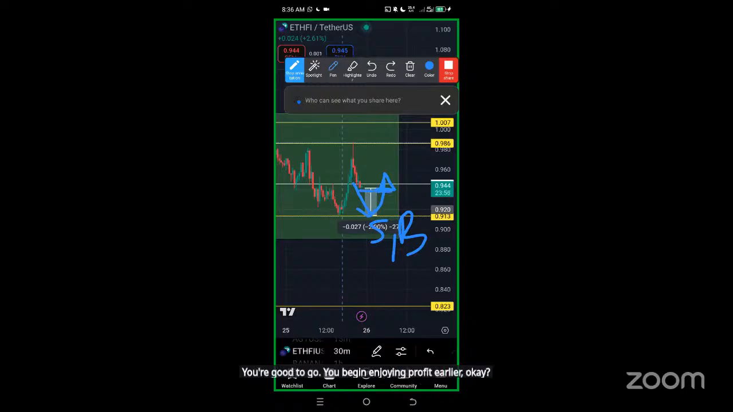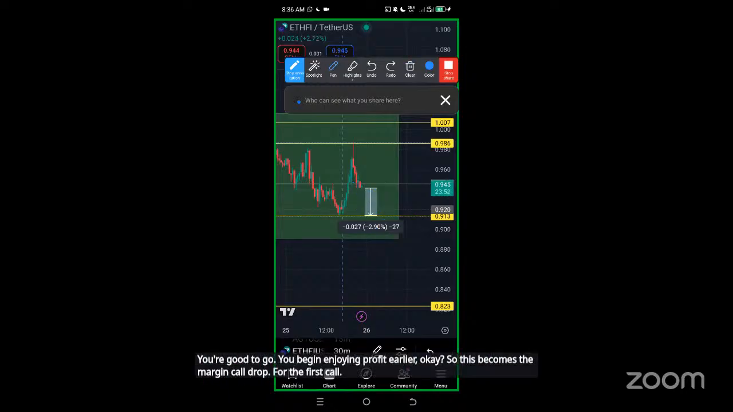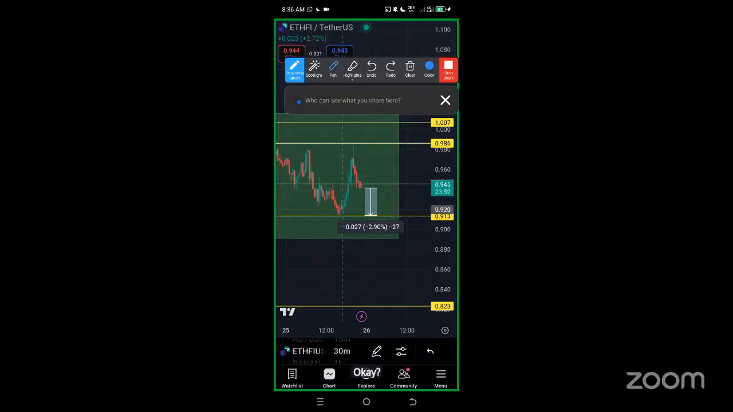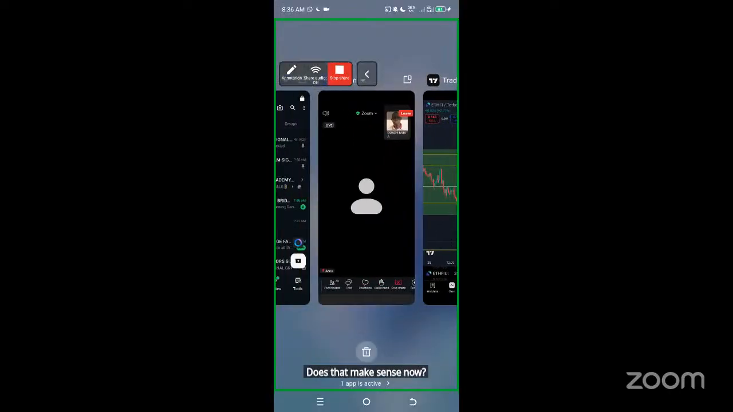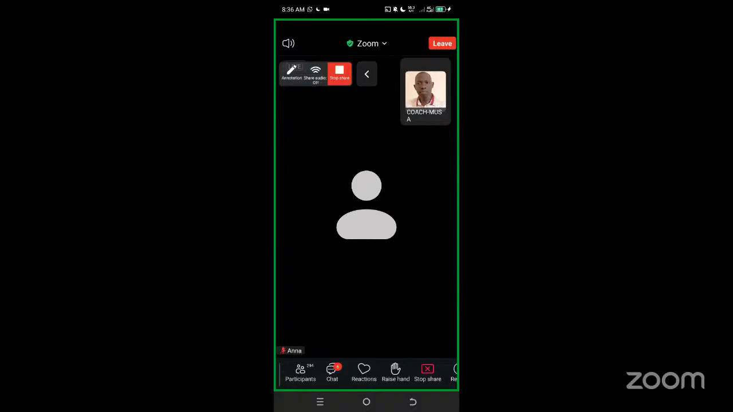So this becomes the margin call drop for the first call, okay? Then you measure this distance from here all the way to resistance 1. The percentage you get becomes your TP. Does that make sense now? Does it make sense?